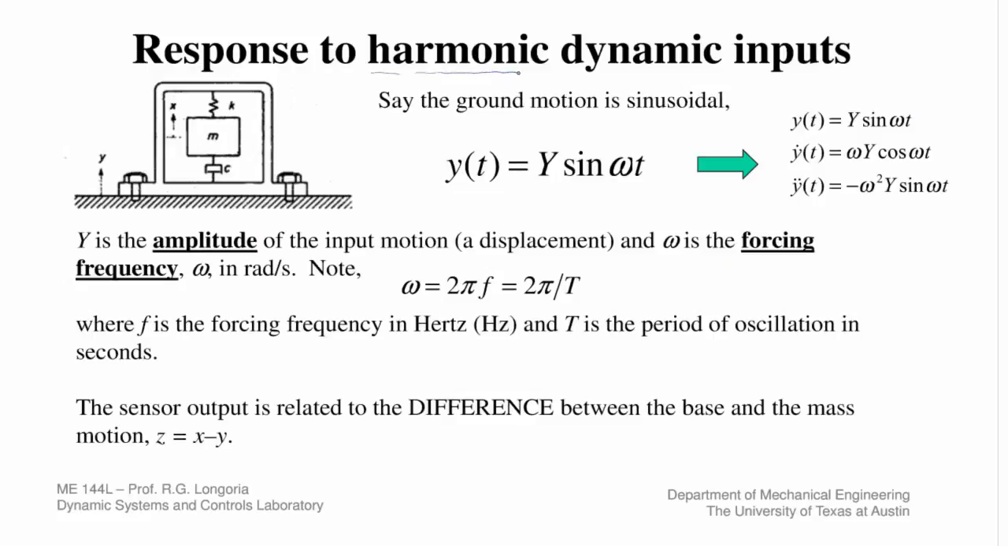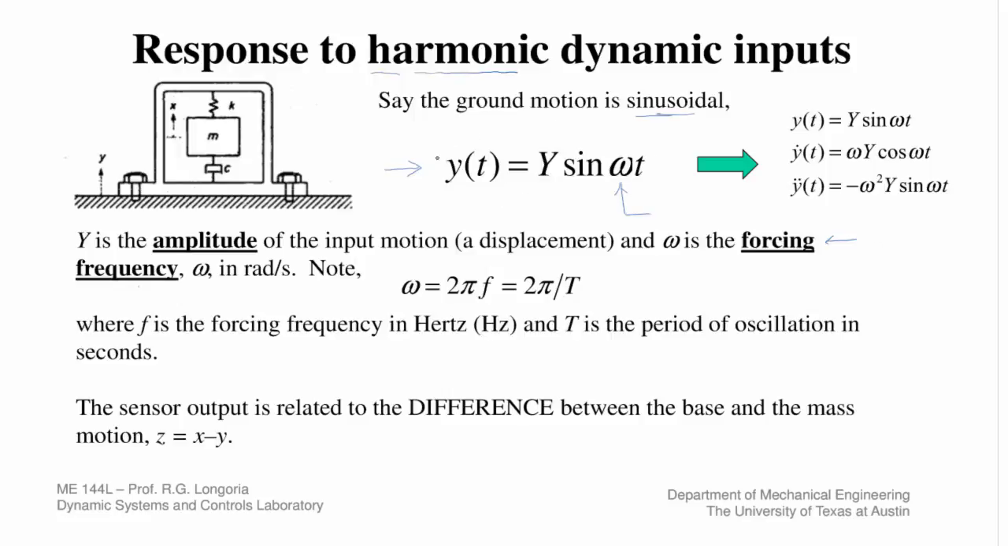Why do we care about harmonic inputs? What I mean by harmonic is single frequency. So here's a case. Let's talk about the seismic sensor. Remember, this is a base excited system, and I'm going to be moving the base with some motion y of t that I want to measure. I'm going to think about sinusoidal or harmonic input, and that means I have a single frequency, omega, as a forcing frequency. Distinguish that from the natural frequency, which is a property of the system that we've talked about before.